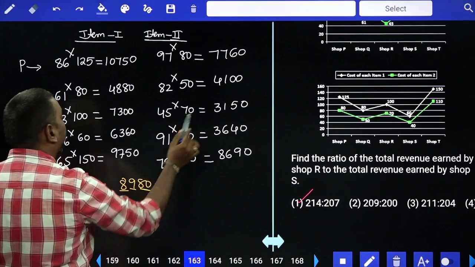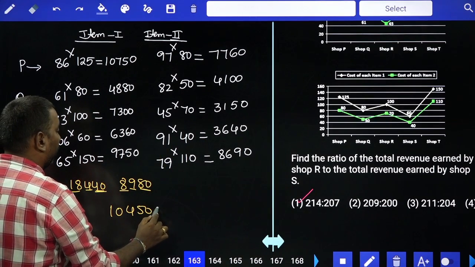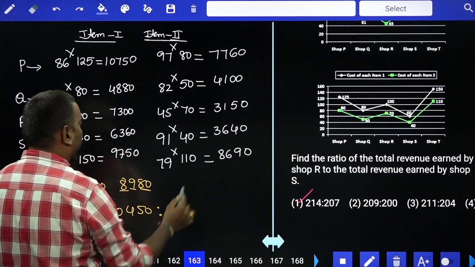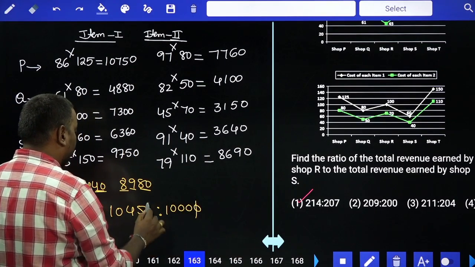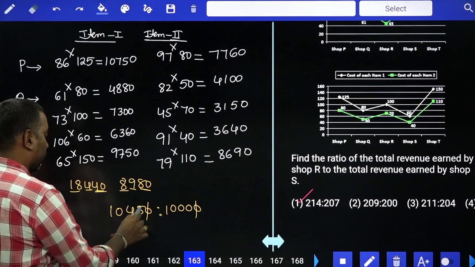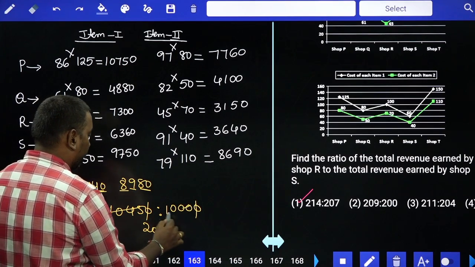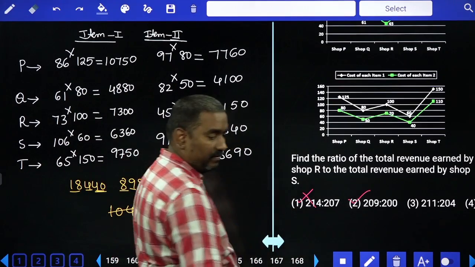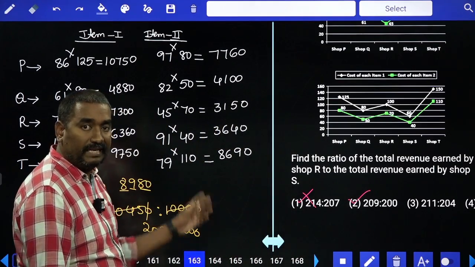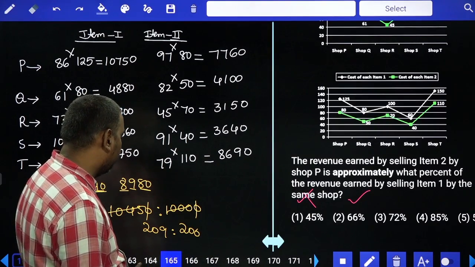Shop R is 10,450. Shop S we have already added, it is 10,000. The zeros will cancel, so it is 209 times 5 and 200 times 5. That means the second option is your answer. So like this we have questions on this DA, and this is the first set of this DA.